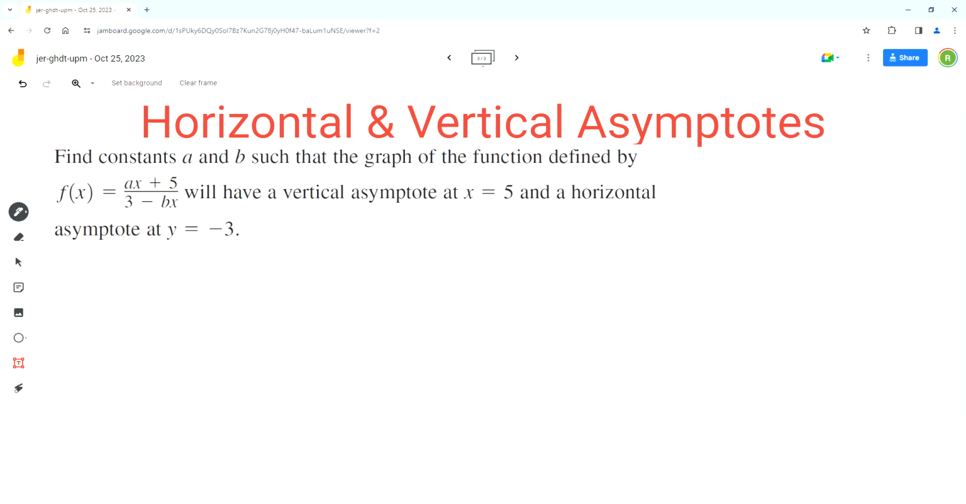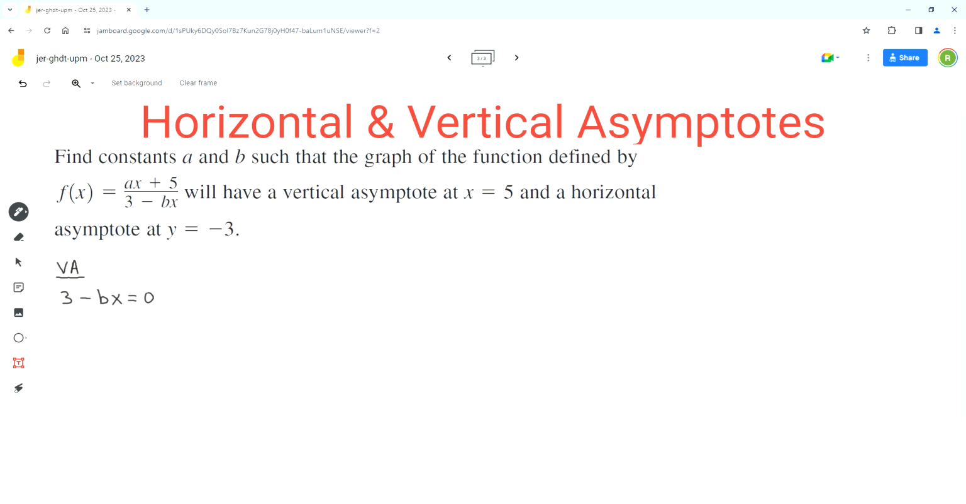So let's start with the vertical asymptote. Now we know the vertical asymptote of a rational function can be found by setting the denominator equal to 0 and then solving for x. This given function f of x is a rational function because the variable x is in the denominator as well. So we'll have to set the denominator expression 3 minus bx equal to 0, and now we have to solve for x.